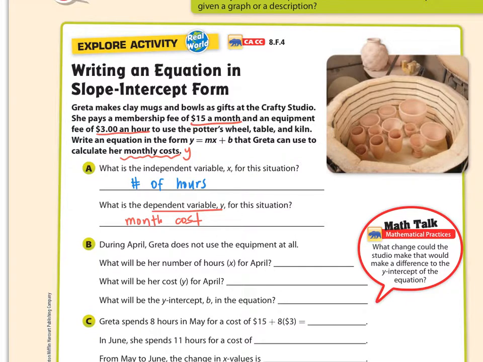So part B, during April, Greta does not use the equipment at all. That means 0 hours. What's going to be the number of hours? Oh, I should have written that right here for the first question. Number of hours, x, so x equals 0. What's her cost? Her cost is going to be $15, because she's paying nothing for using the equipment, but she's paying that $15 a month membership fee. So the y-intercept is 15. Okay, so when x is 0, y is 15. X is 0 means that's automatically going to be our y-intercept.